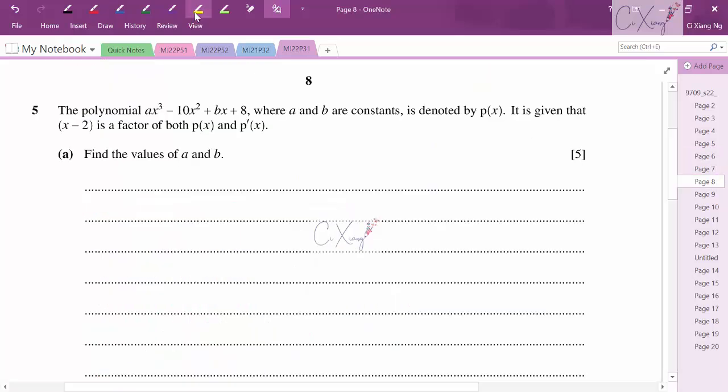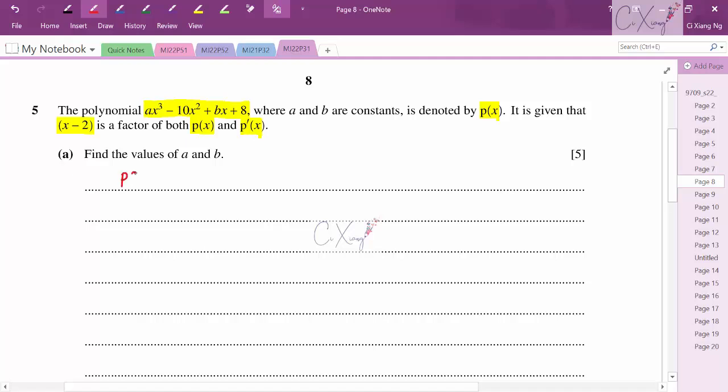Question number 5. We have a polynomial, and a and b are constants, denoted by p x. So this is a polynomial p x. It is given that x minus 2 is a factor for both p x and also p prime x. Find the values of a and b. Now we know that x minus 2 is a factor, which means that x equals 2 is a root for this whole equation.